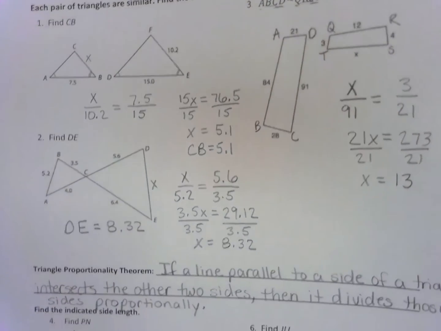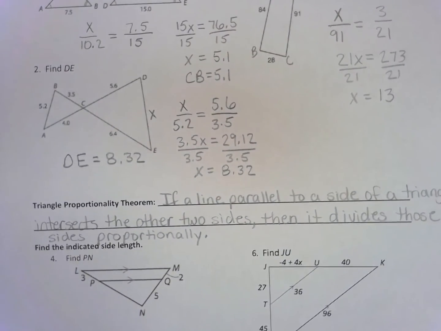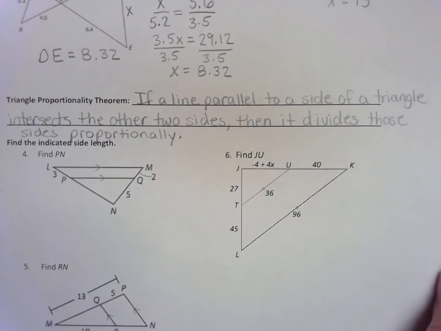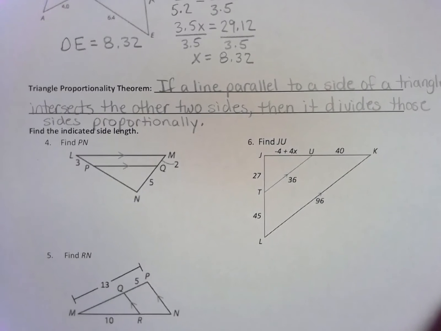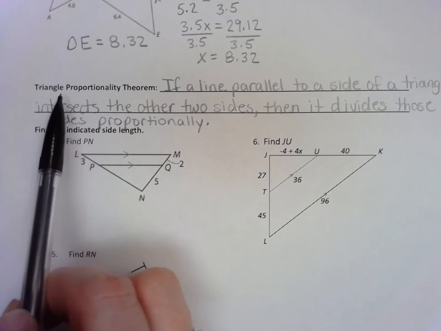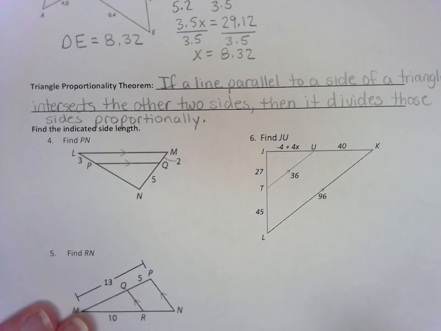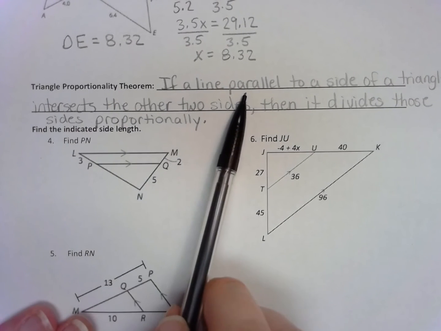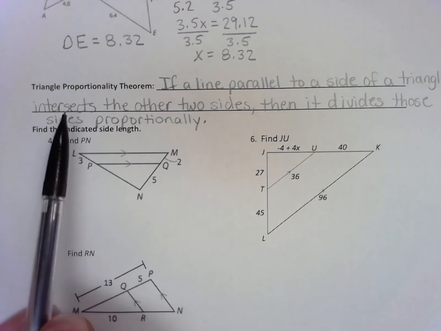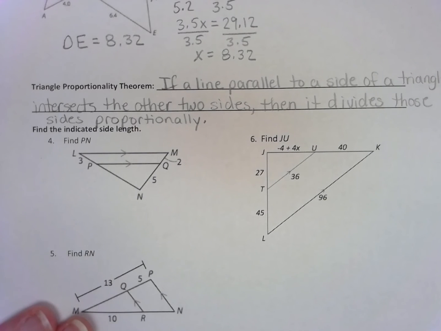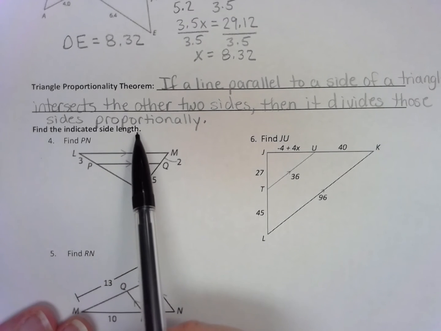Another theorem that uses similarity proportions is the triangle proportionality theorem. It says that if a line parallel to the side of a triangle intersects the other two sides, then it divides those sides proportionally.